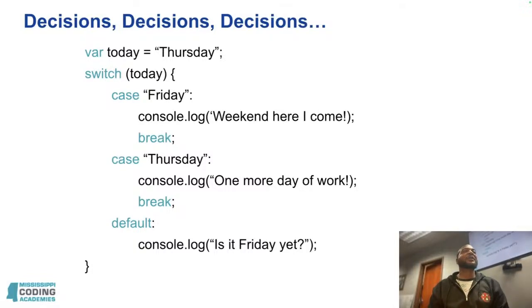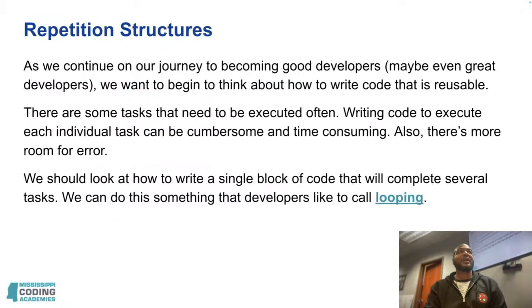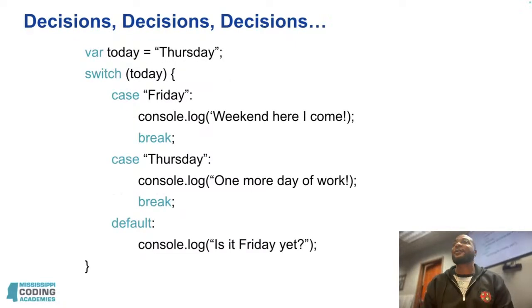And so yeah, here we go. This is pretty much what we've done here. So I have var today gets Thursday. I just wrote that in there statically, and we have our switch statement, which passes in today as the expression. In the case that's Friday, console.log, here I come, weekend, here I come, and then break. Case Thursday, console.log, one more day of work, and then break. And then the default, we're just going to console.log, is it Friday yet? Because that is the way that we all think.